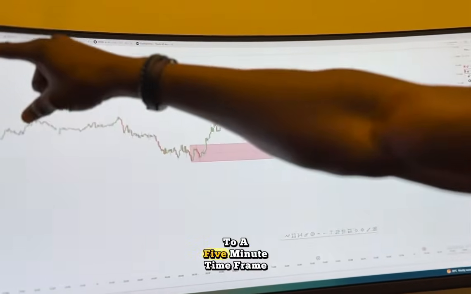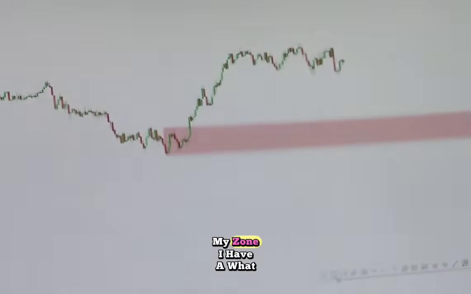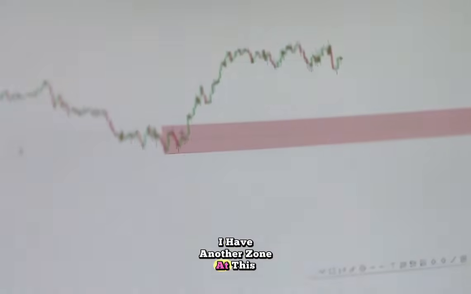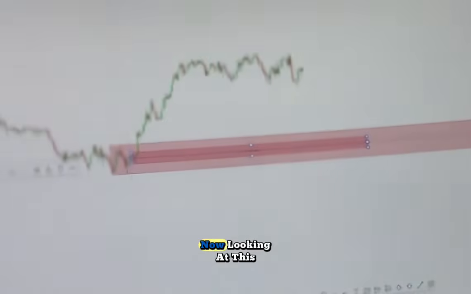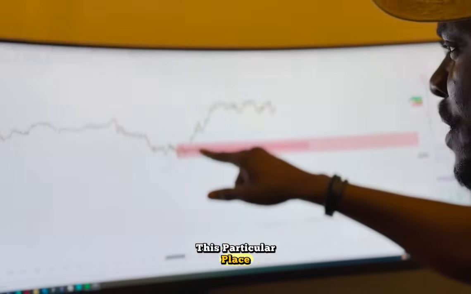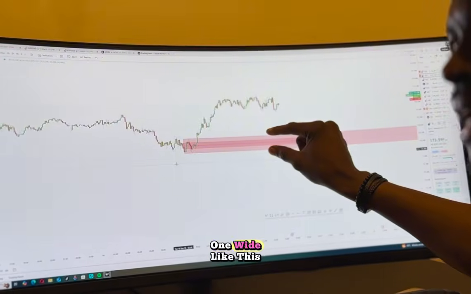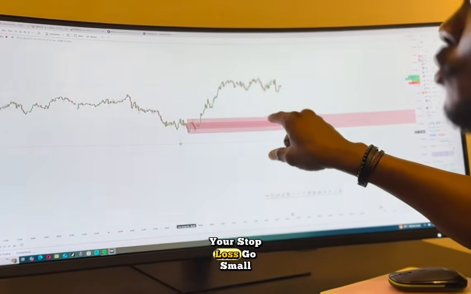Now, I went down to a 5-minute time frame. Look at what I'm seeing there. I'm seeing that inside this my zone, I have another zone at this particular point now. As a trader, what can this teach you? If your stop loss is wide like this, it tells you to make your entry point inside this one so that your stop loss goes small.